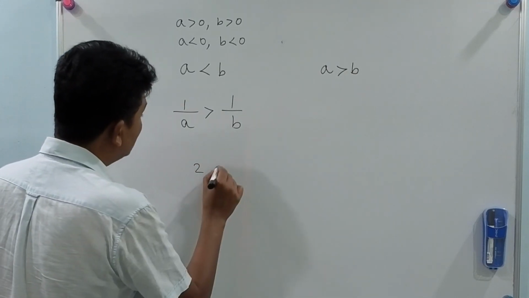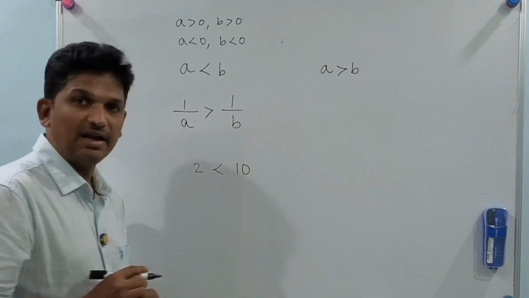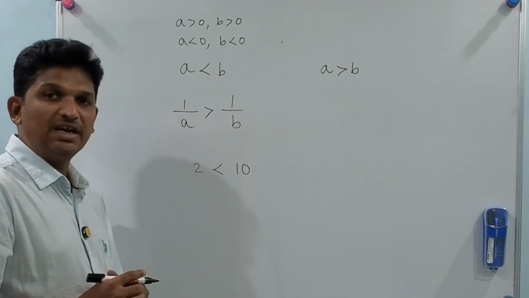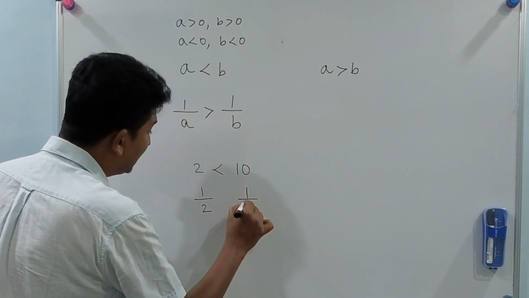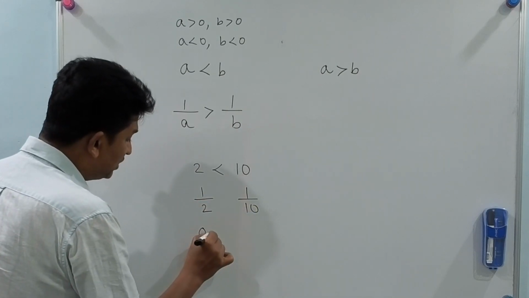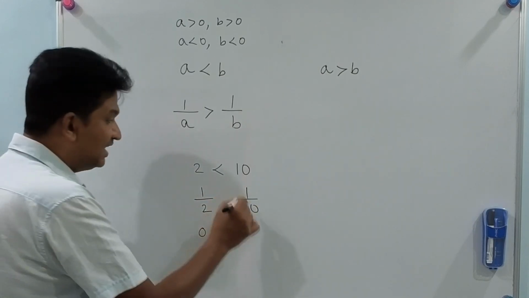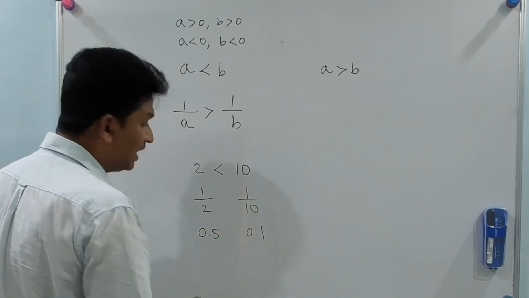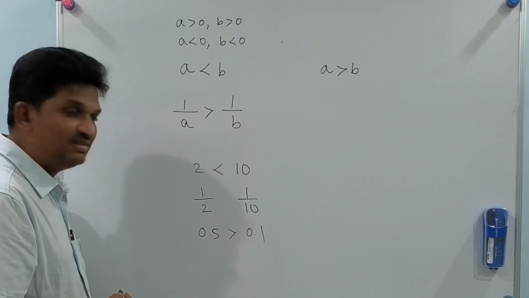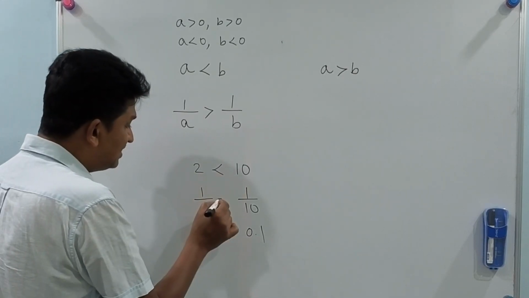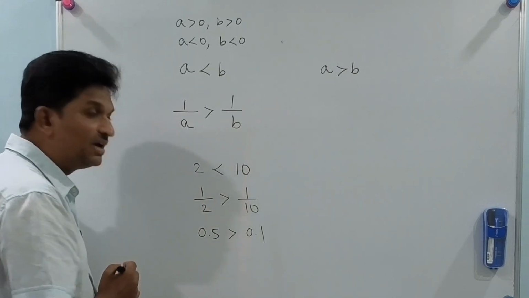Here you take 2 is lesser than 10. Correct? Both are positive. When I write its reciprocals, 1 by 2, 1 by 10. 1 by 2 is 0.5. 1 by 10 is 0.1. 0.5 is greater than 0.1. You can understand this very easily, right? So here less than is there, and that flips and it will become greater than.